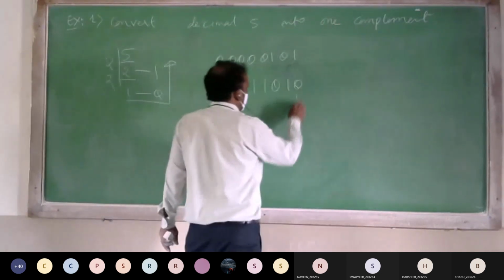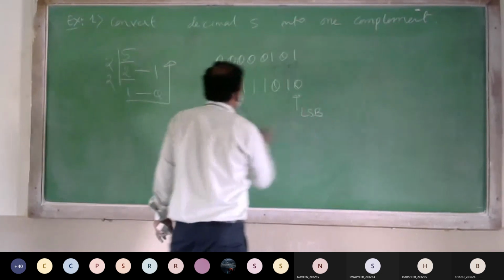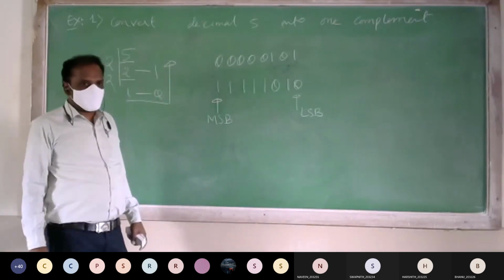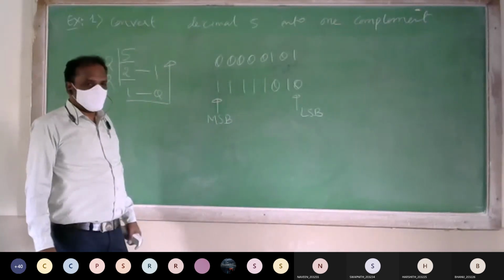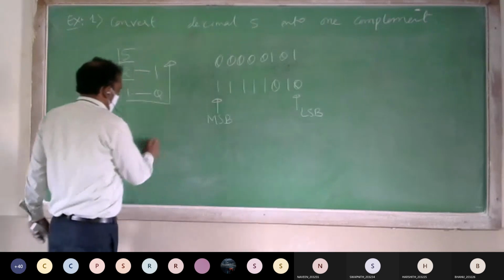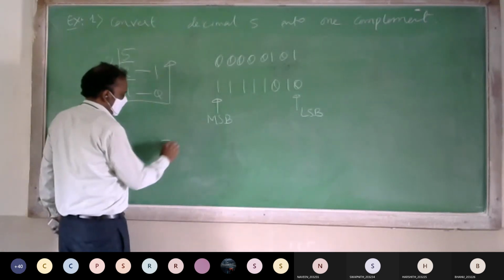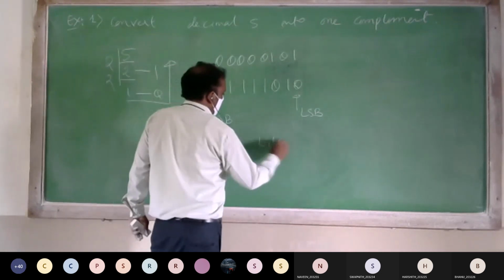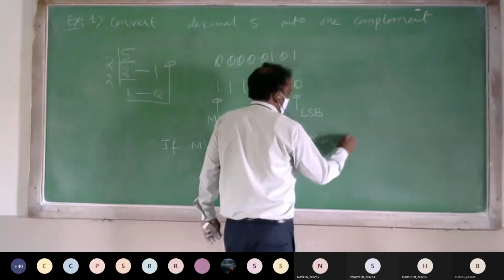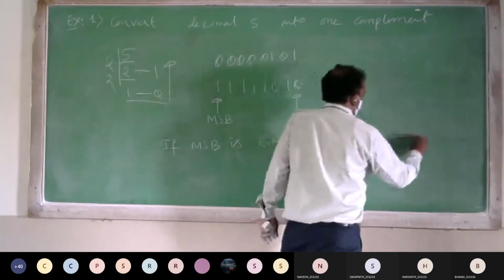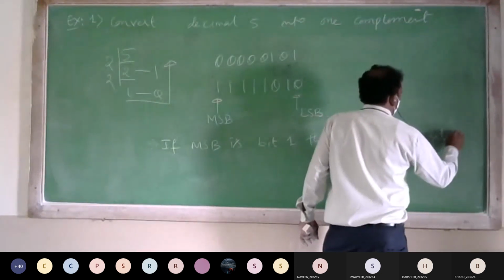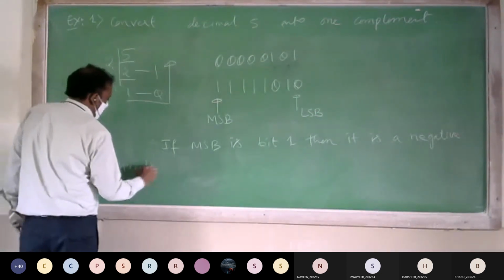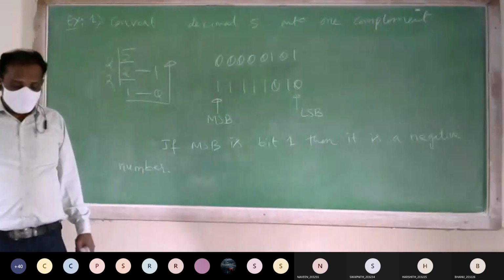Yesterday I said that this is the LSB, least significant bit, and this is the MSB, most significant bit. Now, according to the computer, if the MSB is 1, then it is a negative number.